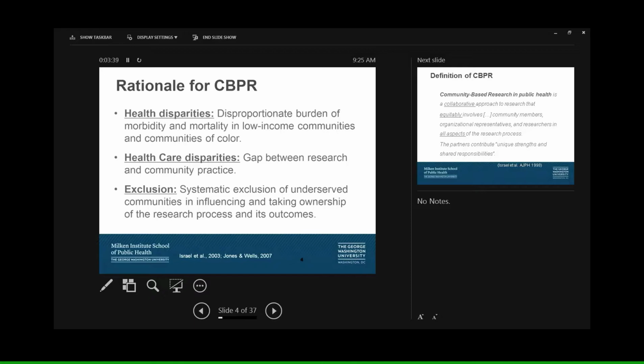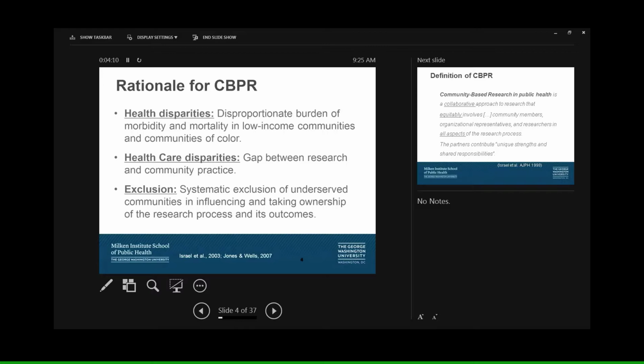We also have a gap between research and community practice. So in the cartoon earlier, you see this bubble where the researchers are conducting their research, and are we actually translating that and applying that? And then also exclusion. We're systematically excluding the underserved populations and communities, and we're perhaps imposing some interventions or solutions on them without necessarily fully including them in the design of these solutions or what would work best.